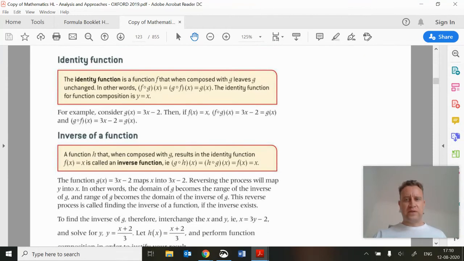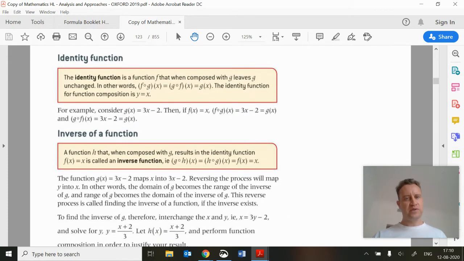Hi there, guys. Well, we're about to do inverse functions, building up to exercise 2N in the book. It's mostly inverse functions. There's just a few definitions here as well. There's a definition for an identity function. There's obviously the definition for an inverse function, and there's self-inverse functions as well.